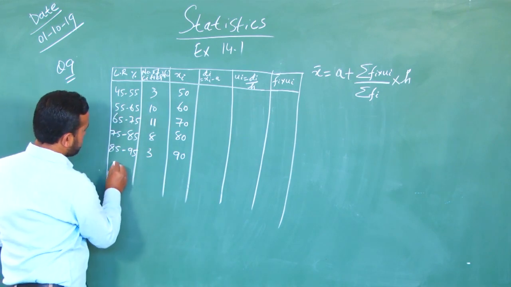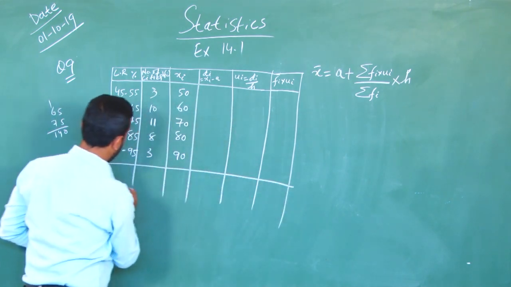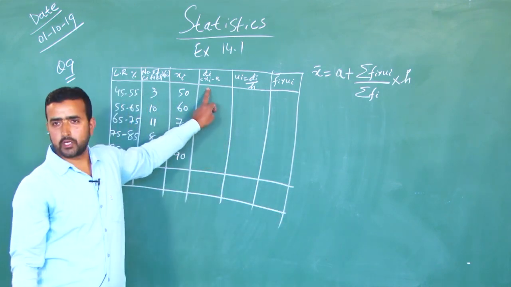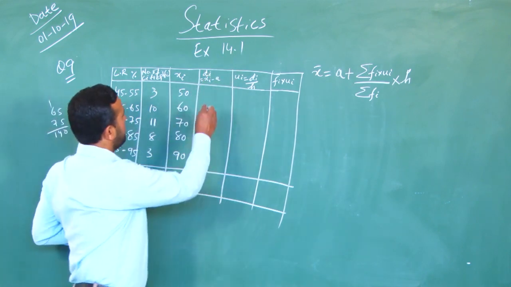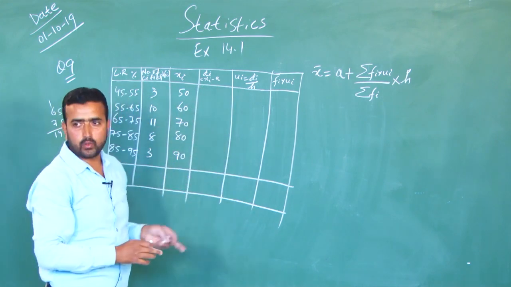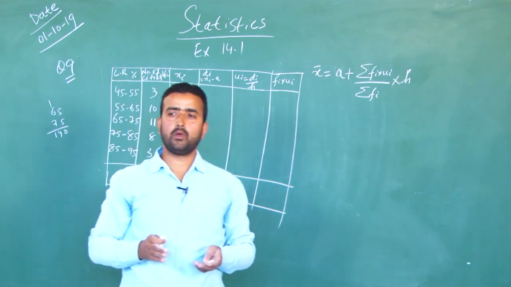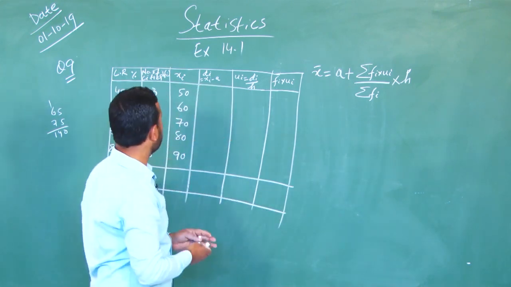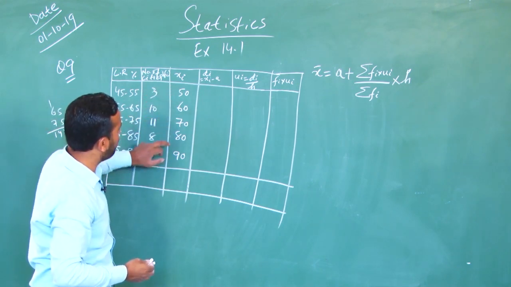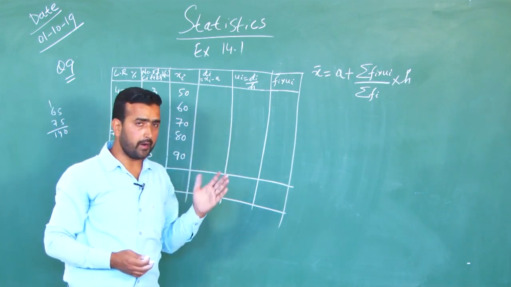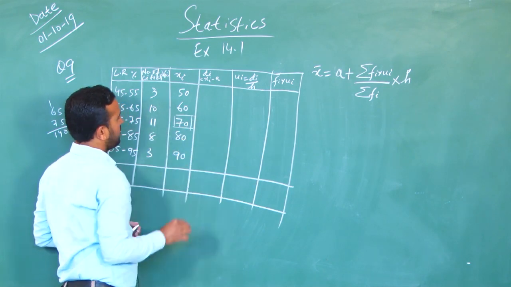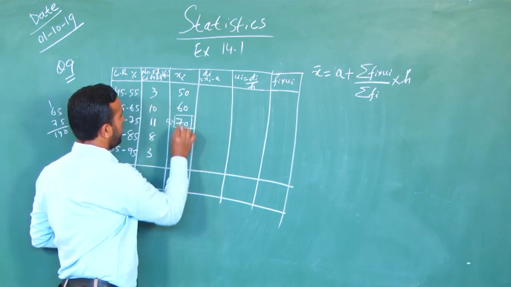Then in the next column we have to calculate the deviations from the assumed mean, that is di. Out of these xi values we can select one value as the assumed mean. As here also you can see the number of observations, the data values, you can see 1, 2, 3, 4, 5, that is the given data values are odd. So we can choose the middlemost observation, that is here 70. That can be chosen as the assumed mean A.